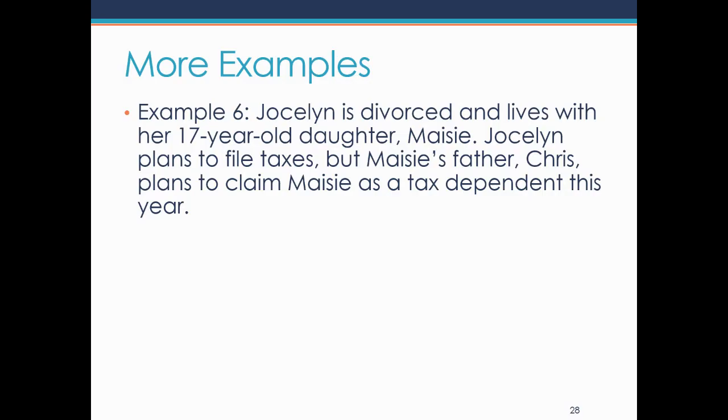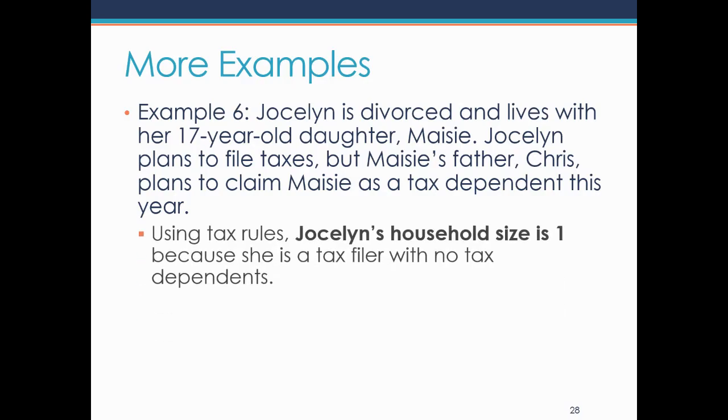Okay, let's take a look at the answers. Using tax rules, Jocelyn's household size is 1 because she's a tax filer with no dependents. Starting at the top of our handout, is Jocelyn expected to file taxes? Yes. Will she be claimed by anyone else as a tax dependent? No. So tax filing rules are used and will include Jocelyn, her spouse, if living in the home and filing jointly, and she doesn't have a spouse, and all of her tax dependents, and she doesn't have any. So her household size is 1.